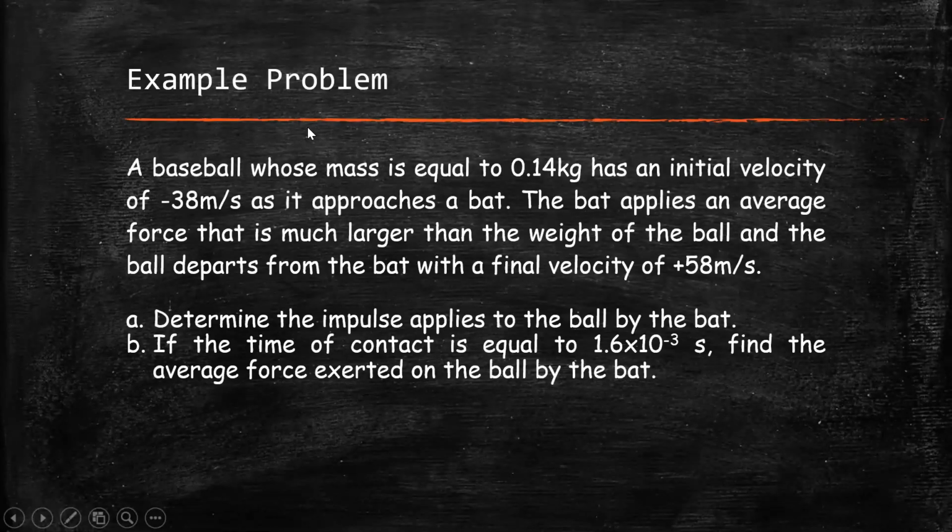So we have here a baseball whose mass is equal to 0.14 kilogram and has an initial velocity of negative 38 meters per second as it approaches a bat. The bat applies an average force that is much larger than the weight of the ball, and the ball departs from the bat with a final velocity of positive 58 meters per second. Determine A, the impulse applied to the ball by the bat, and letter B, if the time of contact is equal to 1.6 milliseconds, find the average force exerted on the ball by the bat.